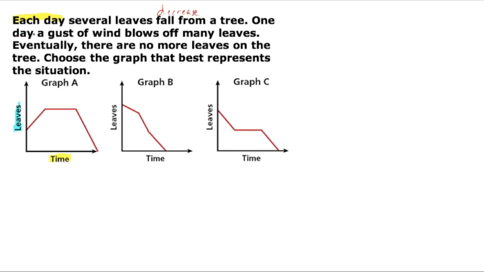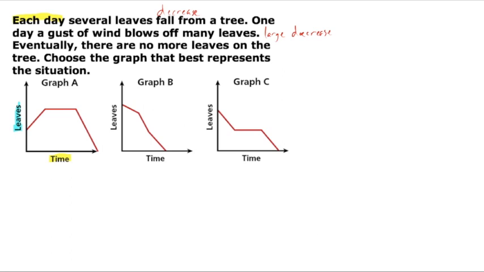Then it says one day a gust of wind blows off many leaves. So maybe we're looking at a large decrease, something that isn't happening normally. Usually we're losing like 5 leaves a day, then all of a sudden because of the wind we just lost like 15 leaves in that day. Eventually there are no more leaves on the tree.